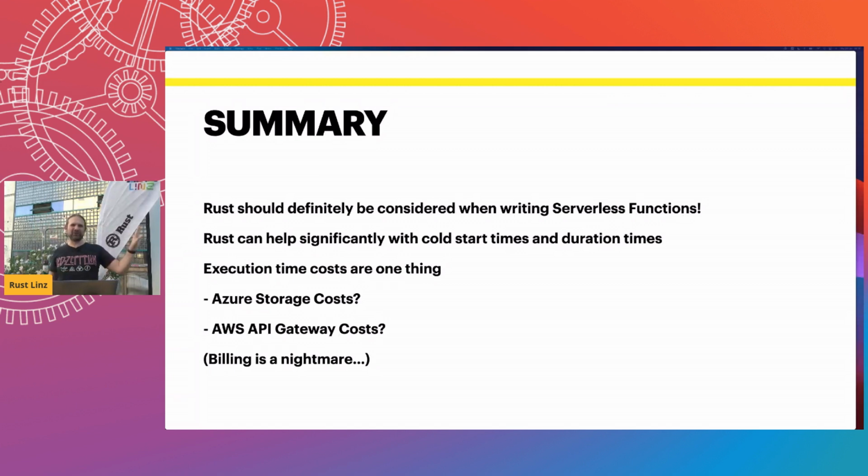Execution times, I focused a lot on execution times. Keep in mind, we are not talking about hidden costs. We're not talking about Azure storage costs. We are not talking about AWS API gateway costs. Because you get the HTTP bindings in AWS Lambda for free, big quotes. In Azure Functions for free. But in AWS Lambda, you have to activate the AWS API gateway, and there you're paying per traffic again.